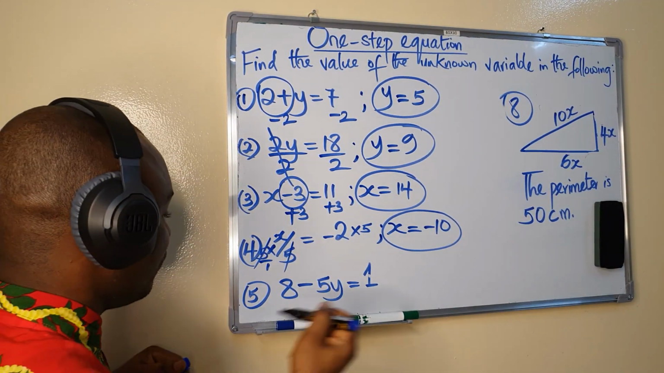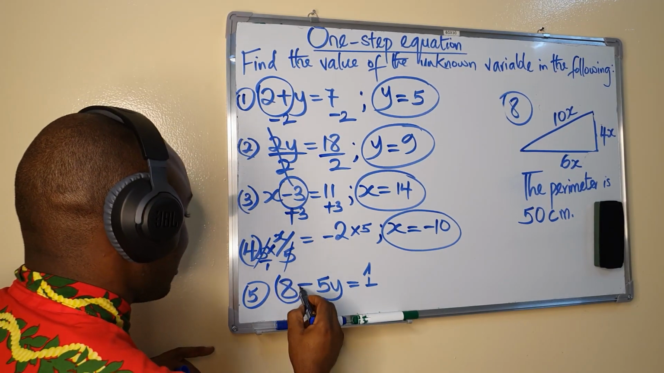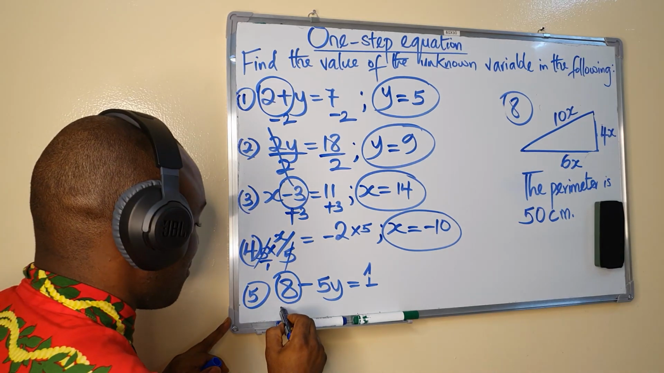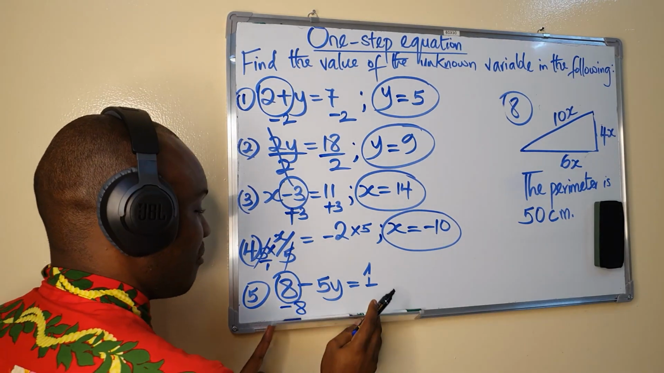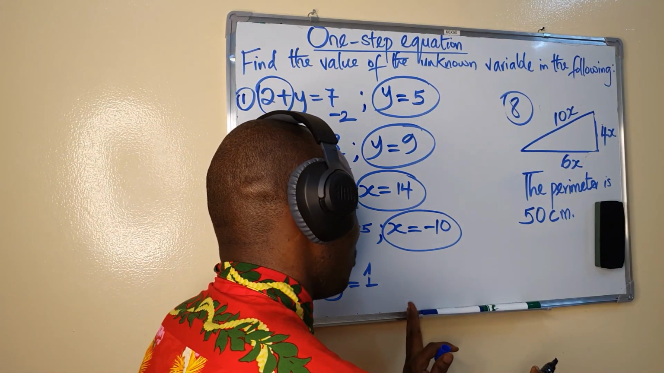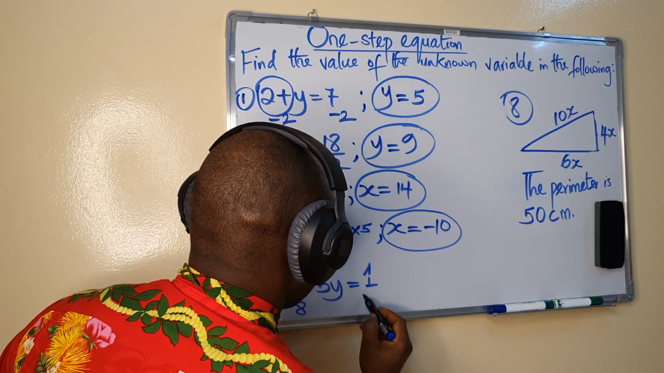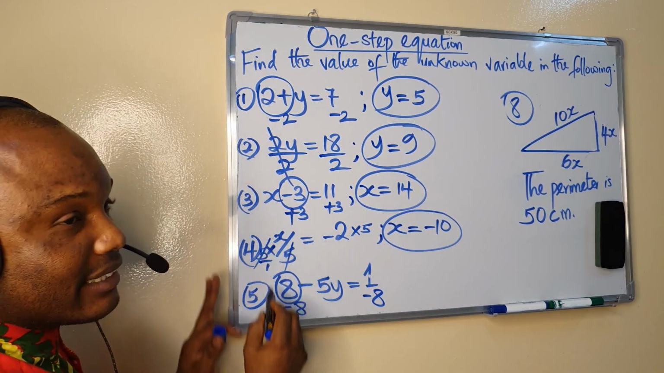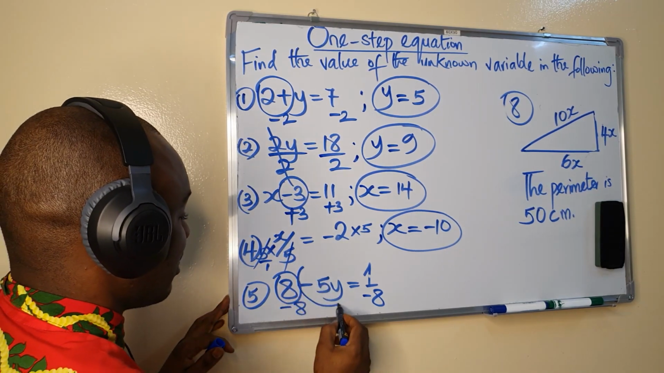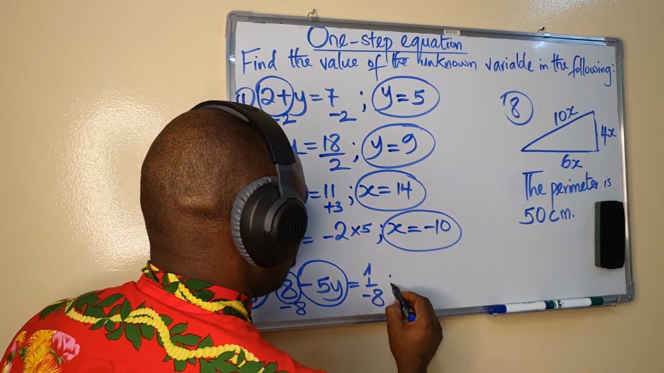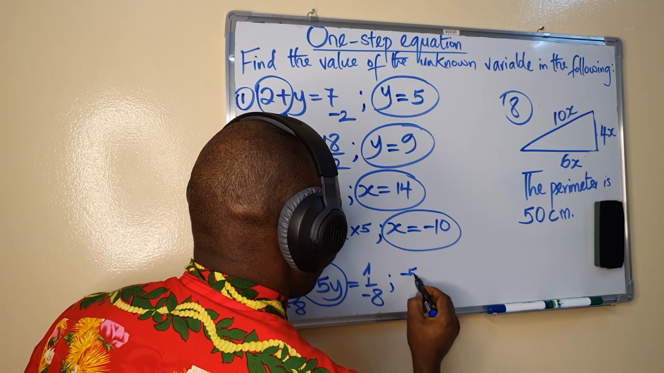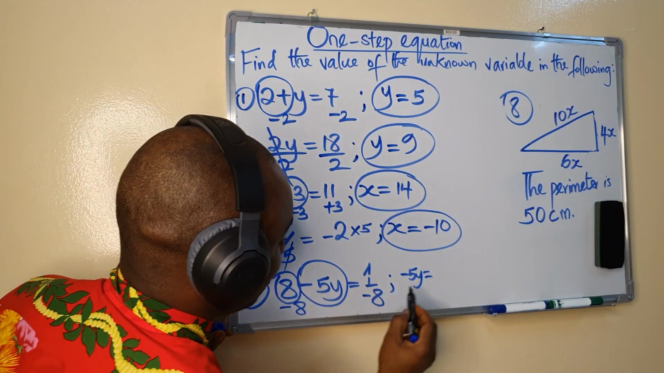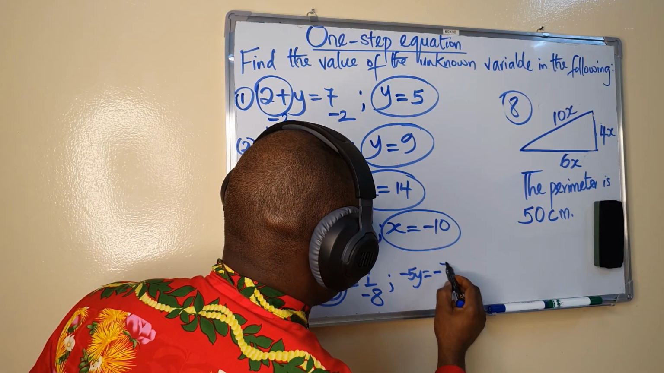I'm going to remove this 8 from this left-hand side. To remove this 8, this is positive 8, so I have to minus 8 from the left-hand side, and I will do exactly the same thing on the right-hand side, minus 8 as well. So 8 minus 8 is 0. I am left with negative 5y. I will just write it down here. Negative 5y is equal to this side. 1 minus 8 means minus 7.